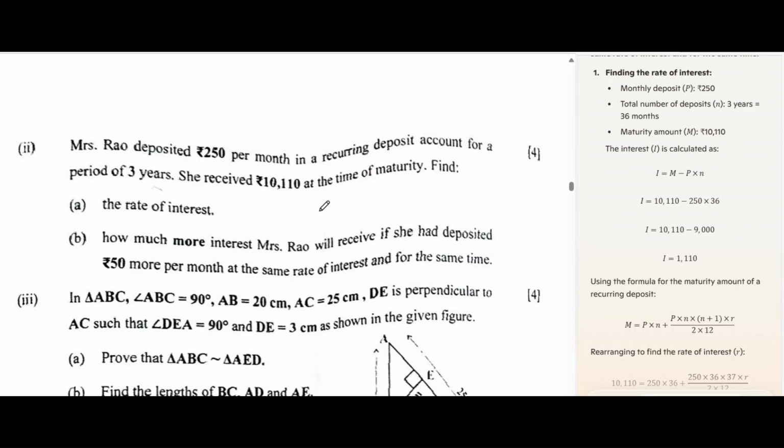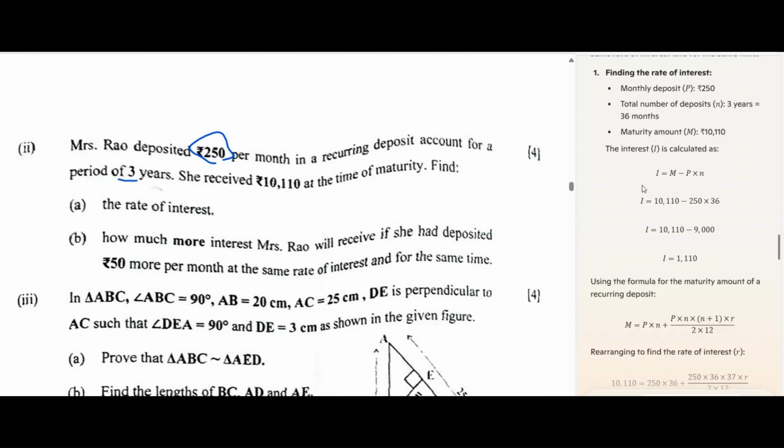Question: Mrs. Rao deposited rupees 250 per month in a recurring deposit account for a period of 3 years. She received 10,110 at the time of maturity. Find the rate of interest. How much more interest will Mrs. Rao receive if she had deposited rupees 50 more? Now rupees 250 is P, and T is 3 years, so n is 12 into 3, that is 36 months. Maturity value M is 10,110.